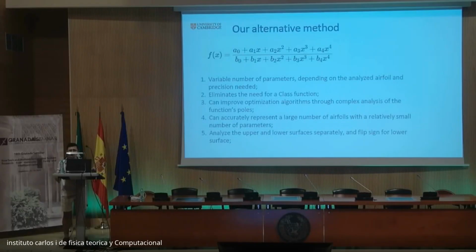And yeah, so in a way, this combines the class function with the shape function. That might be very useful in applications where you don't really know what type of class function you're going to need, as we will see in a minute. This can accurately represent quite a lot of airfoils, and the main advantage is that we can extract quite a bit of knowledge from these types of functions. We believe that we can improve the search algorithm for solutions by focusing on the poles of this function.